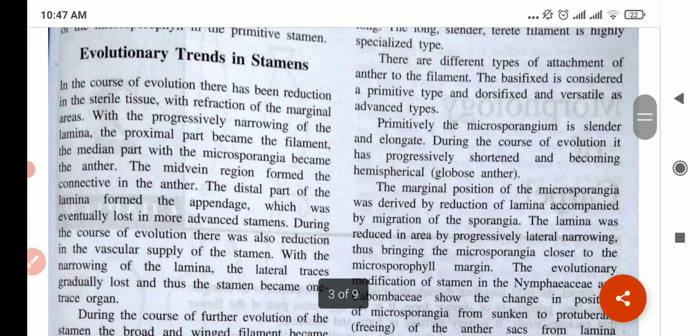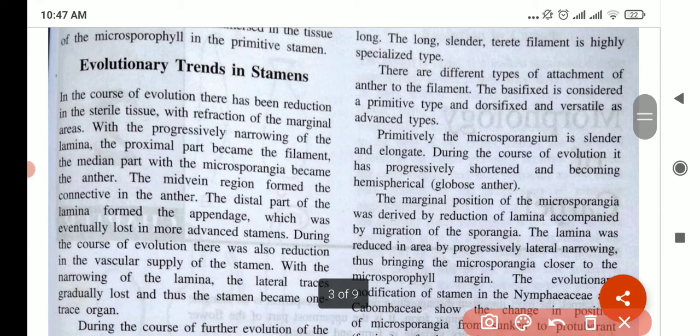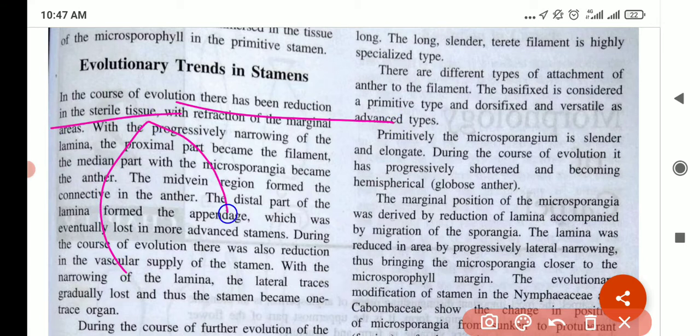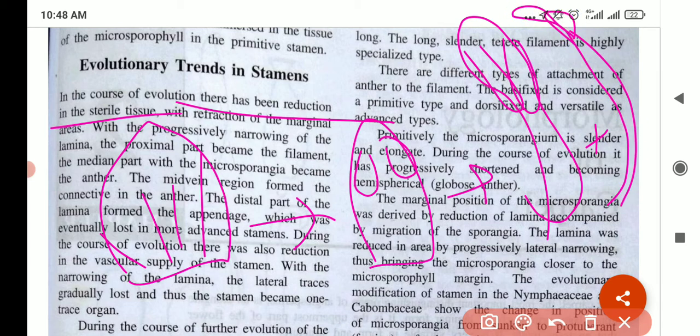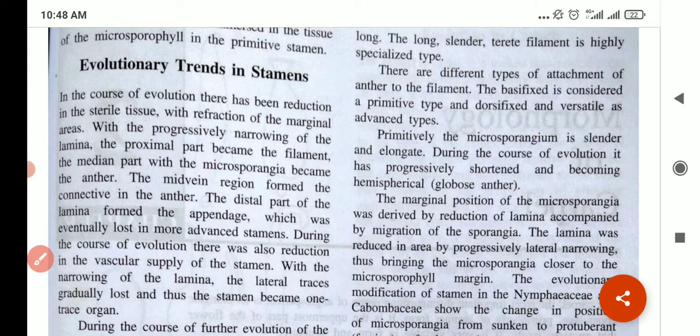Okay. So, yes, we saw, remember, first diagram number A was just like this. Mostly it was sterile. Then it became something like this. Then it became something like this. Then very slender and like that. So the sterile part is getting more and more reduced, with reduction of the marginal areas. Okay, means they are shrinking.